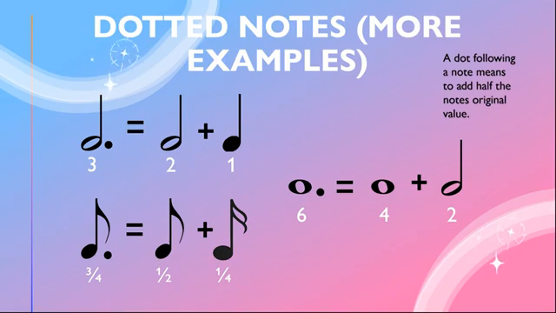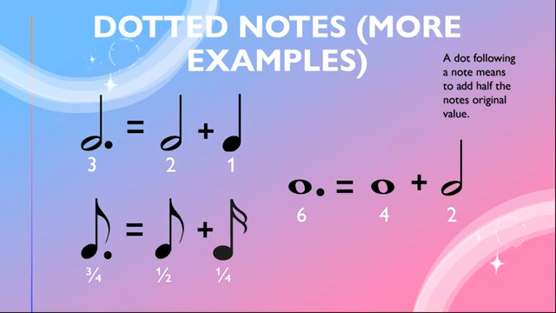Remembering from our chart as well, a half note is equal to 2. So half of a half note is a quarter note, which is equal to 1. So when we combine a half note and a quarter note, we get 2 plus 1, which equals 3. So a dotted half note is equal to 3 beats or pulses.